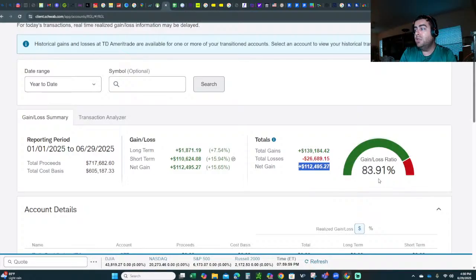Gain loss ratio 83.91%. I've even blown away my own expectations. I'm shocked I'm even able to do this. And this should prove if I can do it, anybody can do it. I have people in the audience that work outdoor jobs that don't have a formal education that are doing even better than this. So anybody can do this.